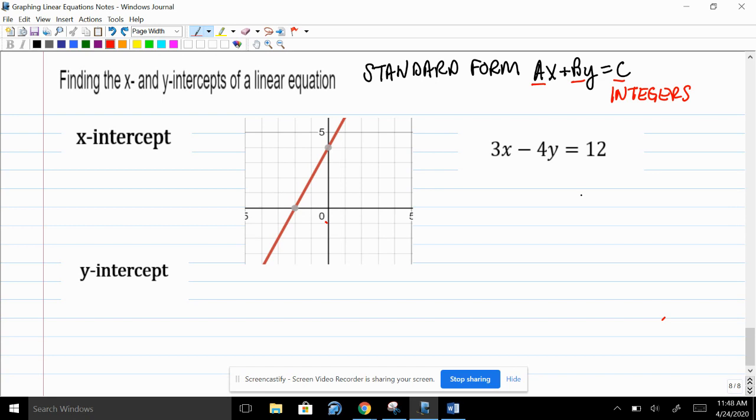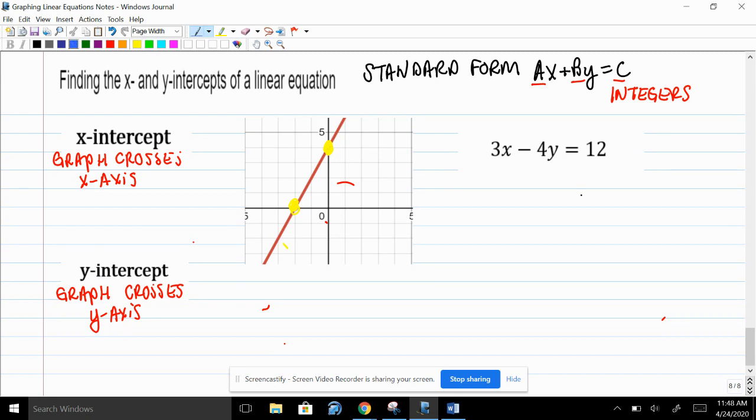All right, now the intercepts. The x-intercept of an equation is where the graph crosses the x-axis. Crosses or intersects. Intersects sounds a lot like intercept. Graph crosses the x-axis, so you can probably figure out the y-intercept is where our graph crosses the y-axis. Now, if we take a look at the graph there, this is going to be your x-intercept. This is going to be your y-intercept.